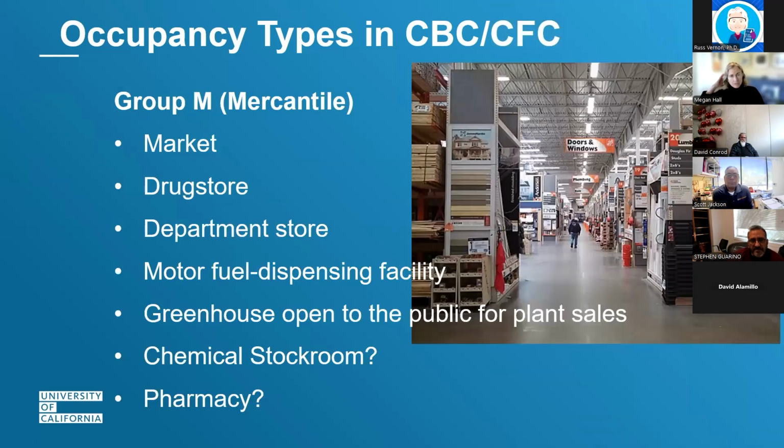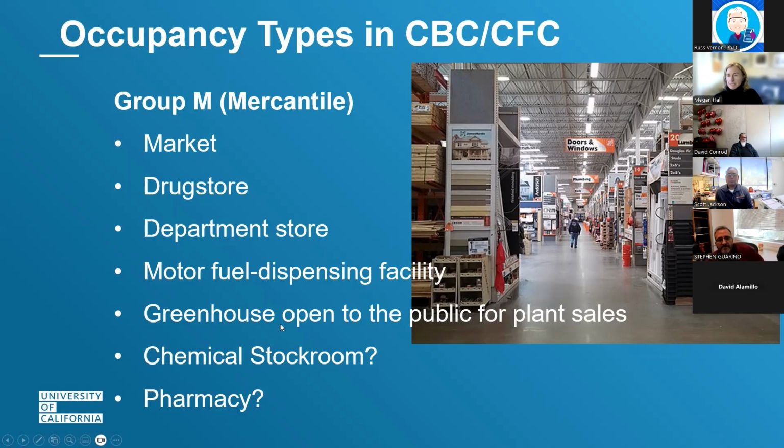Okay, Group M, mercantile. These are like grocery stores, drugstores, Home Depot, gas stations. It could be greenhouses if they're open to the public and selling plants. Some people have wondered, what about a chemical stockroom? Could you call that a Group M? Personally, I would say that is not what the Group M was intended for, because a lot of the high chemical usage would push you more towards a high hazard occupancy.